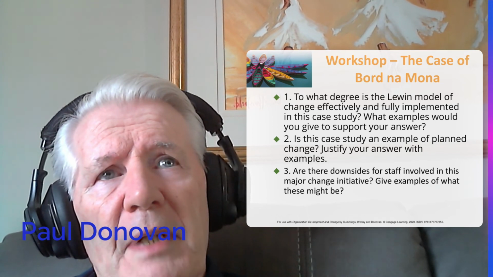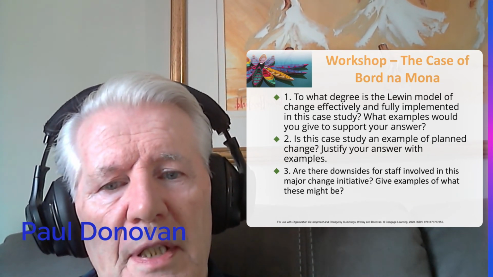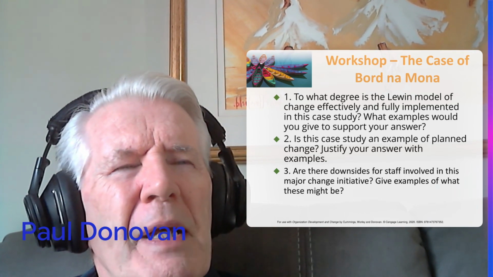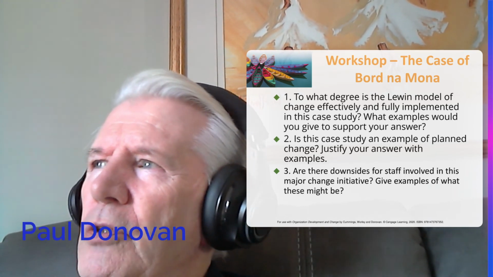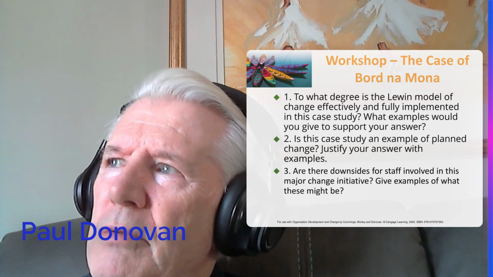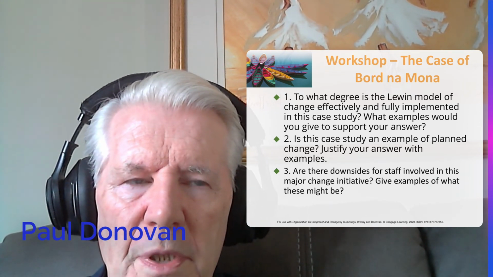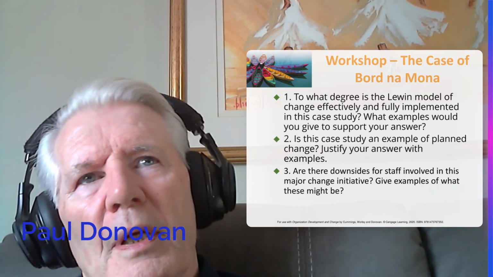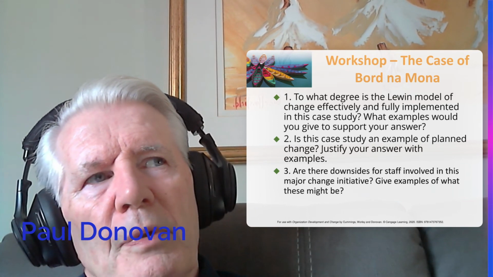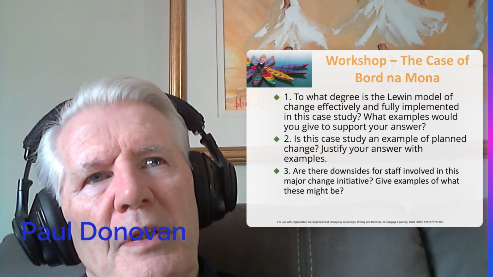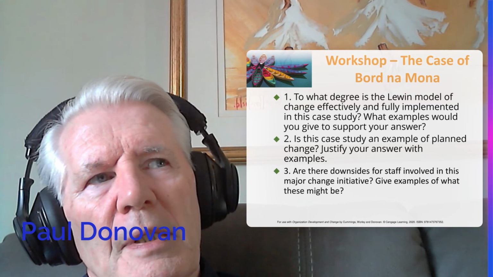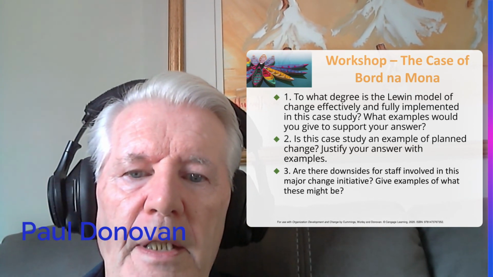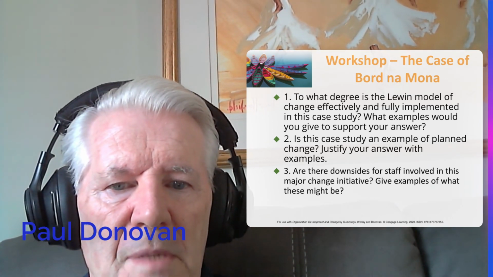It was an example of planned change. It was rational. It was quite linear. It had a beginning, middle, and an end. It certainly had its messy elements, but it was highly controlled in terms of what was going to happen to workers who wouldn't be staying with the company. It was highly controlled in relation to the environment. So management spent a lot of time talking to the shareholders and stakeholders to convince them of the need for the change and transformation. And are there downsides to staff involved in this major change initiative?